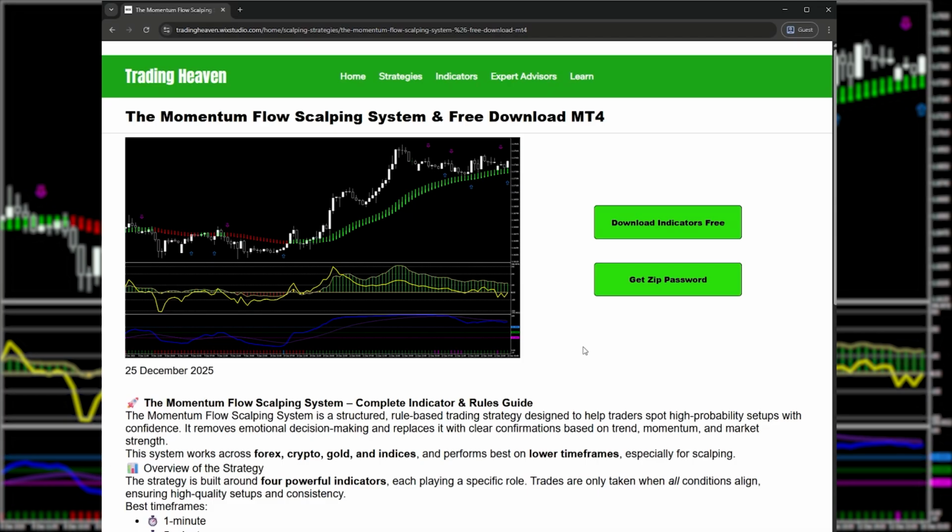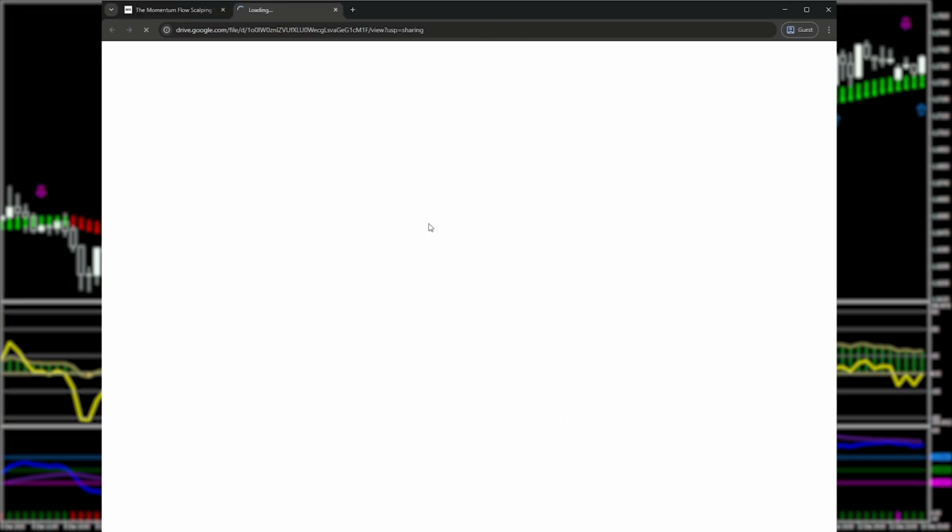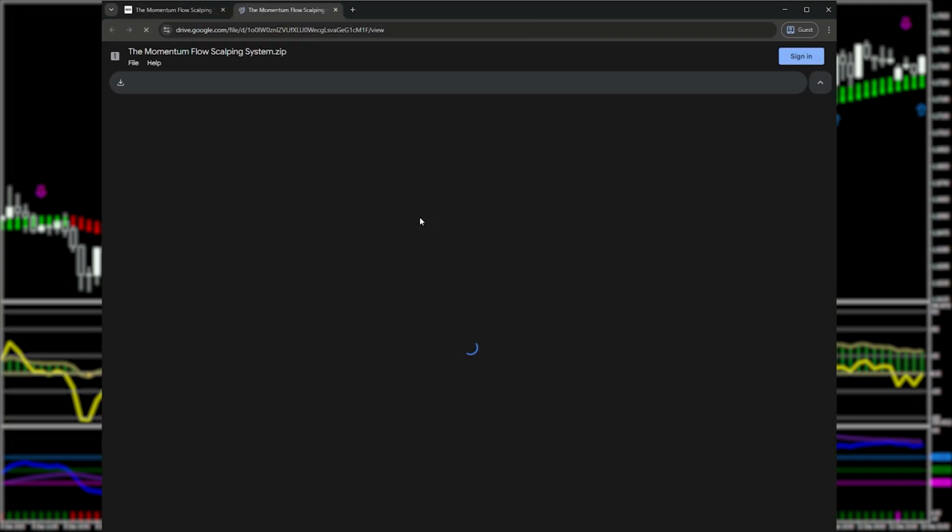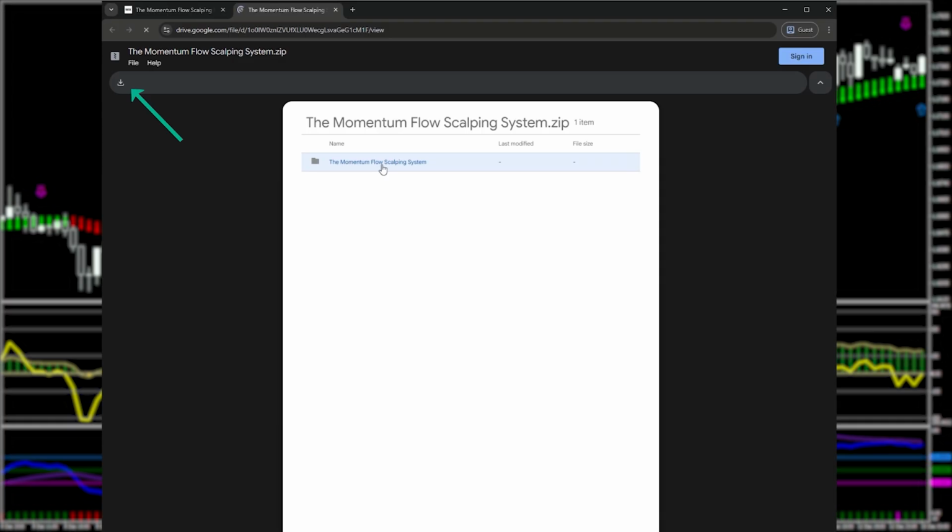Now, let me show you how to download the indicator and template with all settings included. First, go to the link in the description or the pinned comment. On the page, click the Download button. You'll also find the same button below the article. The file will download as a zip file. It's password protected to prevent spam and automated downloads.